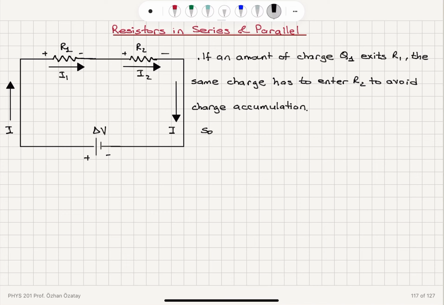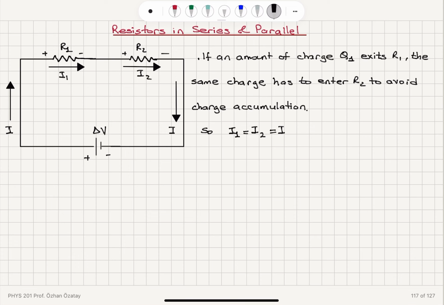So what does that mean? It implies that the charge that enters R1 per unit time, or the charge that exits R1 per unit time, is equal to the charge that enters R2 per unit time. So I1 equals I2, which is the common current I that flows through this circuit. So it's the same current that flows from this terminal and enters this terminal.